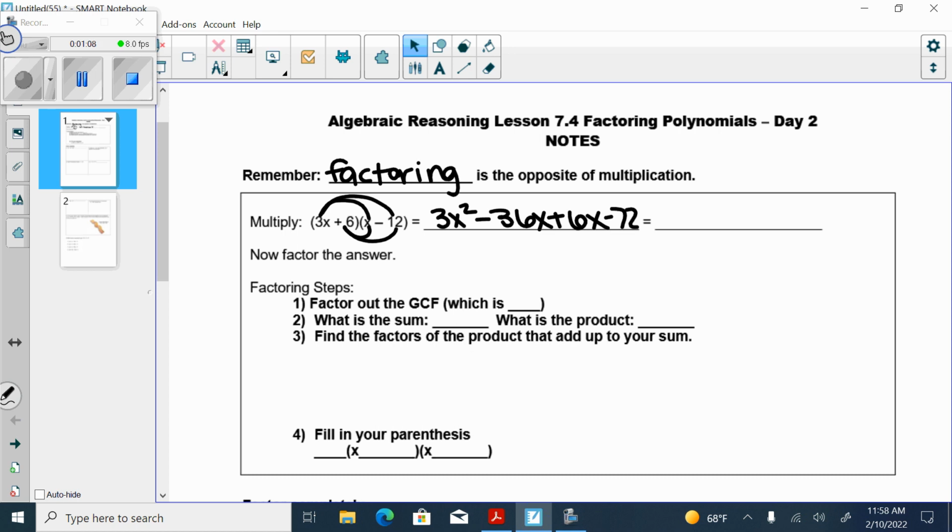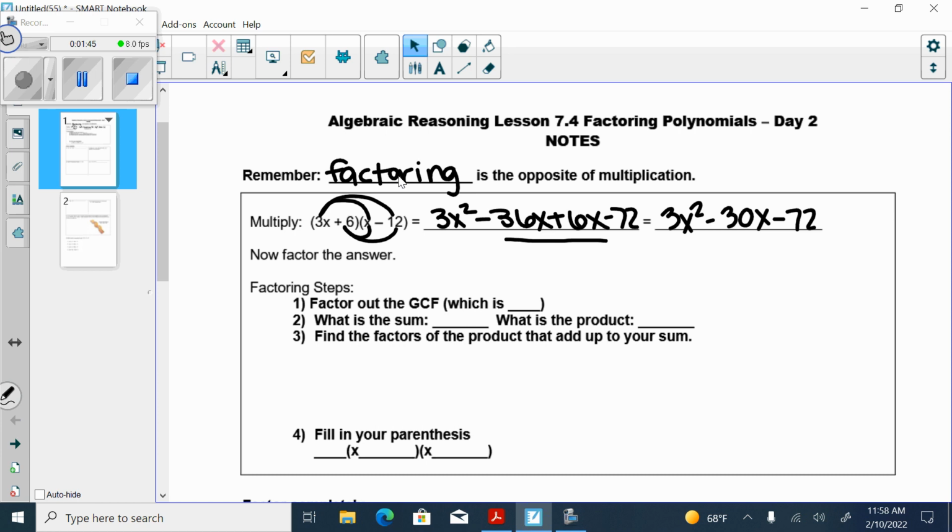72. Okay? And then once we've multiplied, we're supposed to go back and check to see if there are any like terms that we can combine. Do we have any like terms? All right, both of these just have an x, so we can combine those. Well, what is negative 36x plus 6x? Negative 30. Good. So I would have 3x squared minus 30x minus 72 as we combine those like terms.